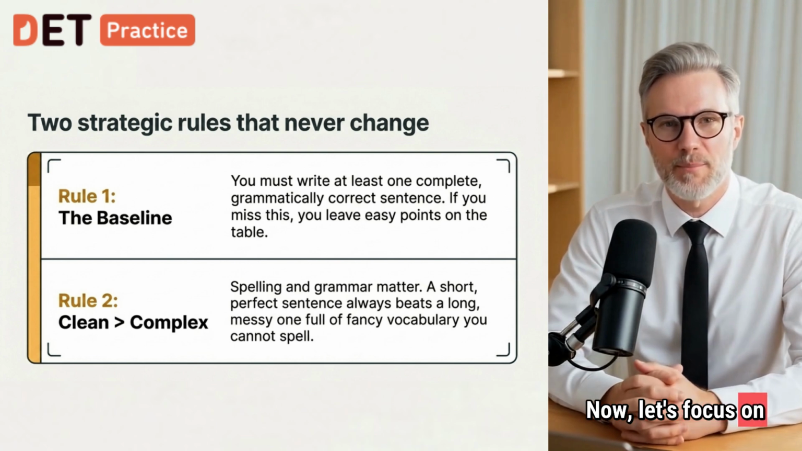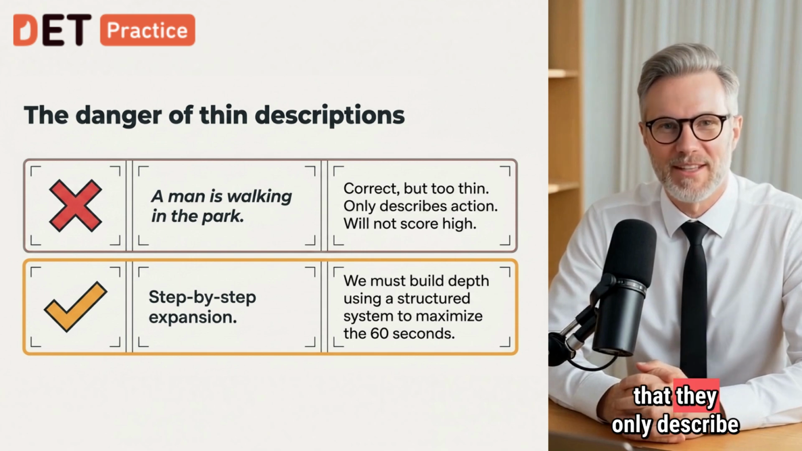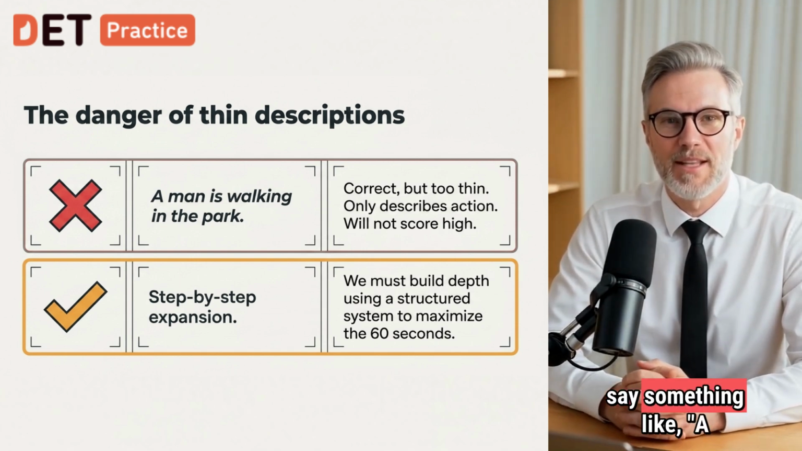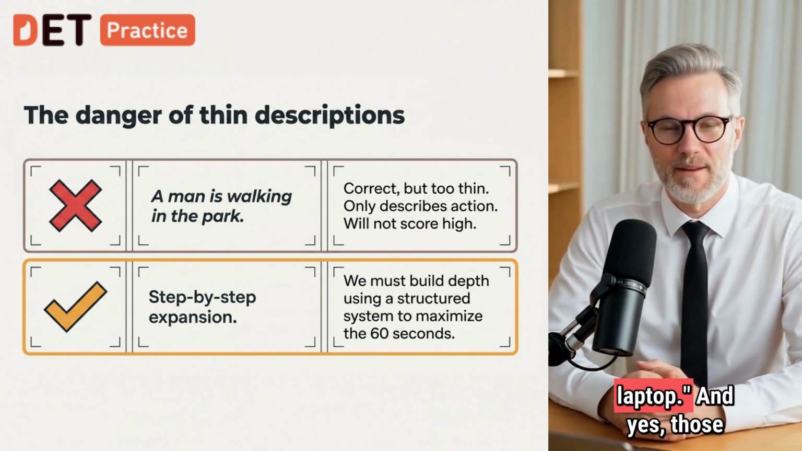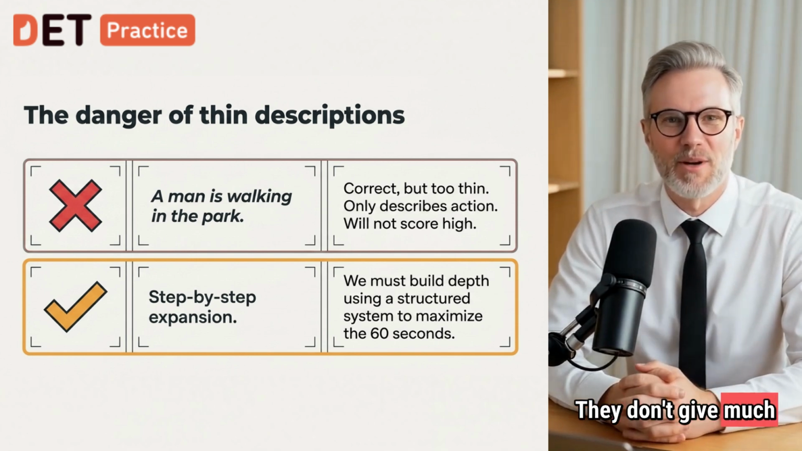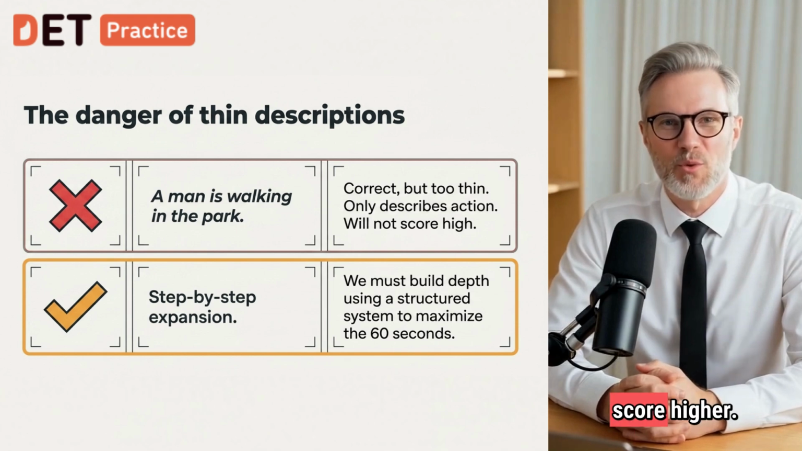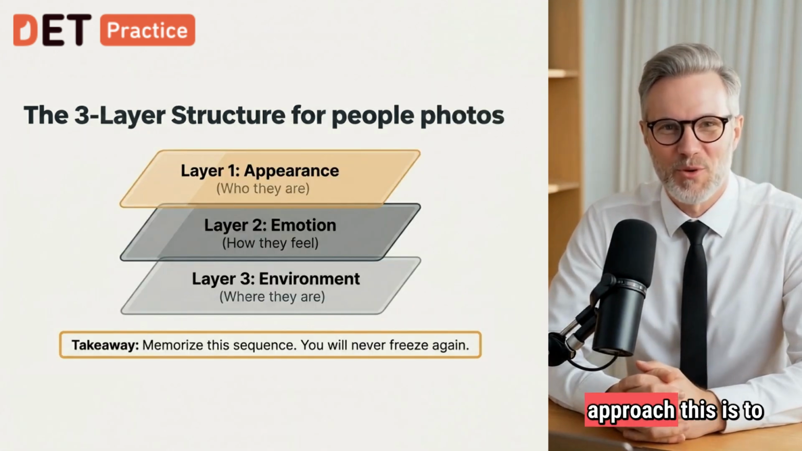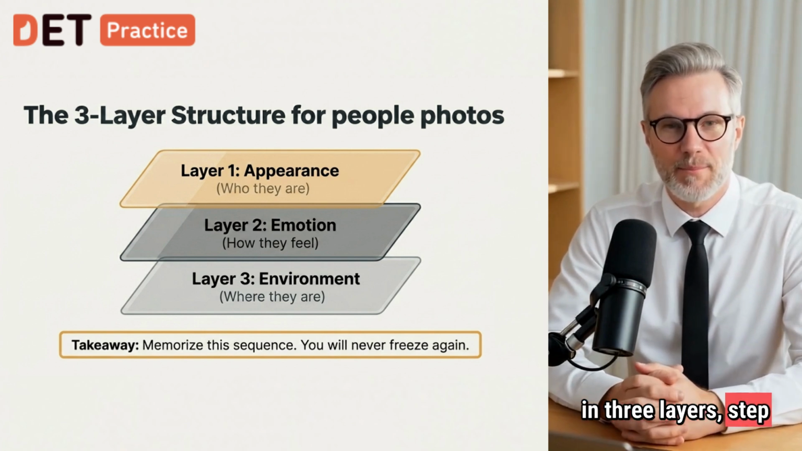Now, let's focus on people photos. A very common mistake students make here is that they only describe what the person is doing. For example, they might say something like, "A man is walking in the park," or "A woman is using a laptop." And yes, those sentences are correct, but they're very thin. They don't give much detail, and in a timed writing task like this, very simple descriptions usually won't help you score higher. The better way to approach this is to always expand your description in 3 layers, step by step.